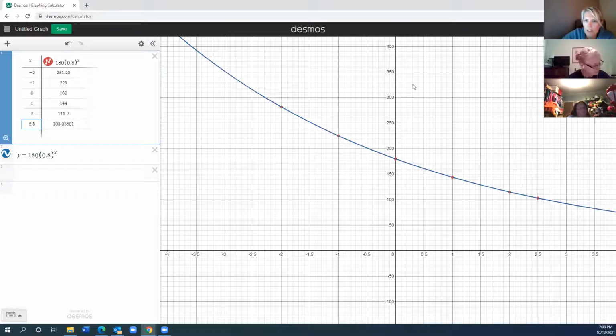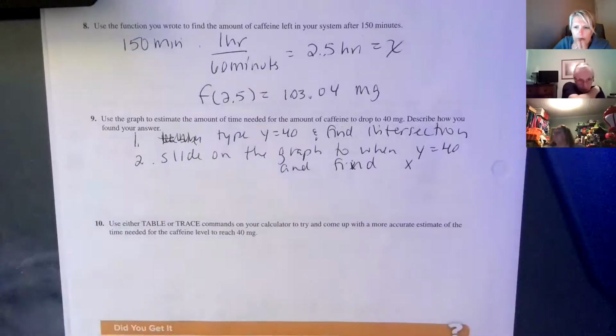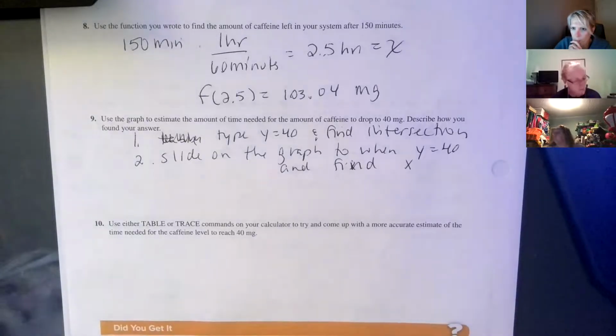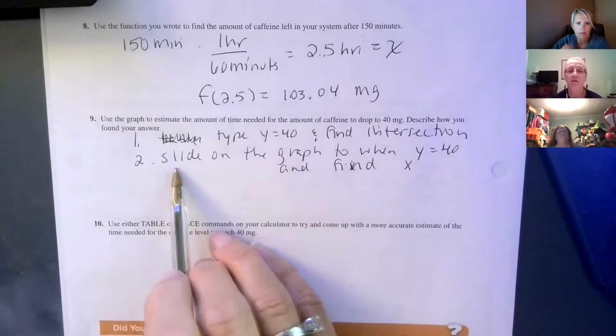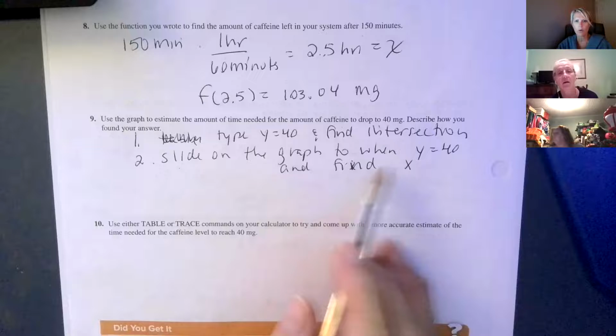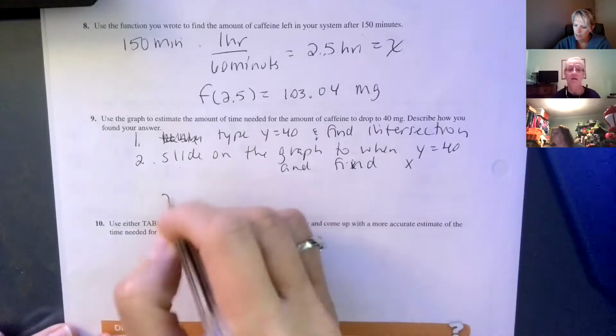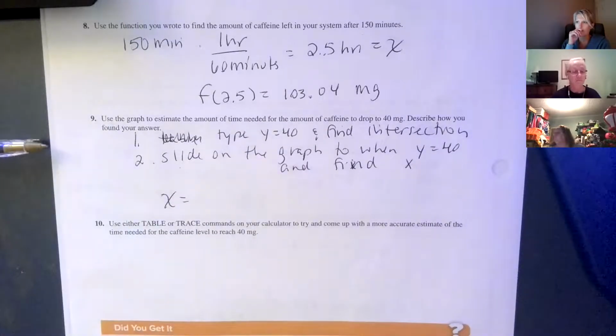So there's a couple ways we can do this. Anybody find one of them? On mine, I just used the slider until you kind of balance out to the 40 milligrams. Yeah, so for number 9, I said slide on the graph to when Y equals 40 and find X. That's an option. Another, and that's essentially number 10, is with the table and the trace.